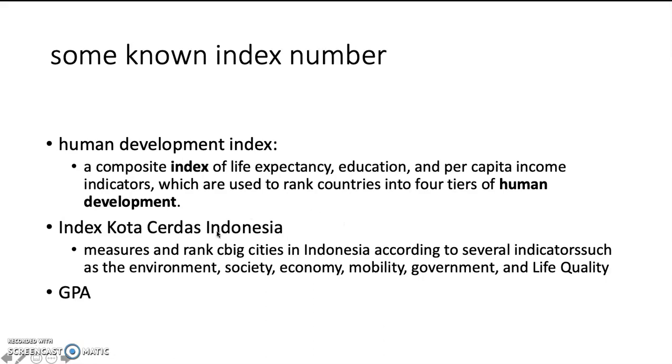We also have Index Kota Cerdas Indonesia, an index which tries to rank the development of cities in Indonesia. It is developed by a consortium between Kompas, Perusahaan Gas Negara, and the Bandung Institute of Technology, or ITB. Or the closest index known by you is your GPA. The GPA has a maximum score of 4 and it shows your academic performance. It uses your grade and the credit point of each course as a measure to construct your GPA.